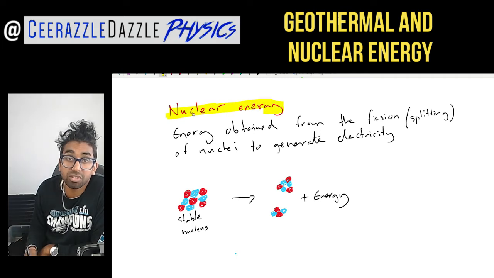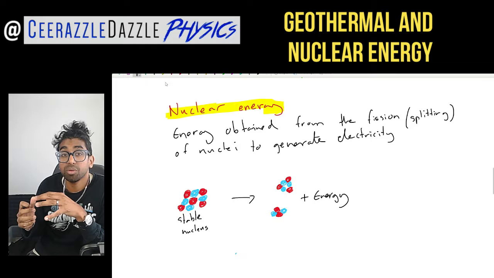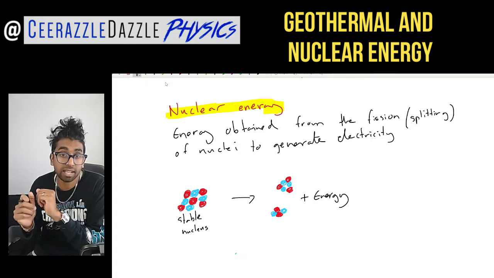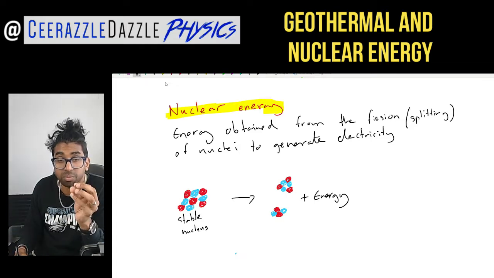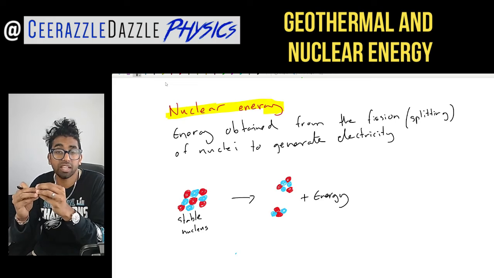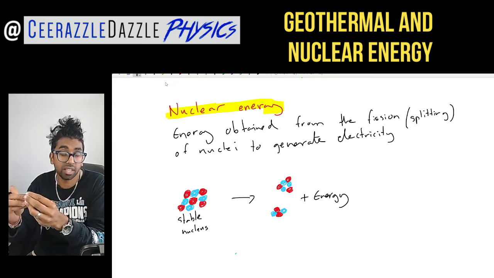So what exactly is nuclear energy? Well, nuclear energy is the energy obtained from when you split an atom, and using that energy to generate electricity.